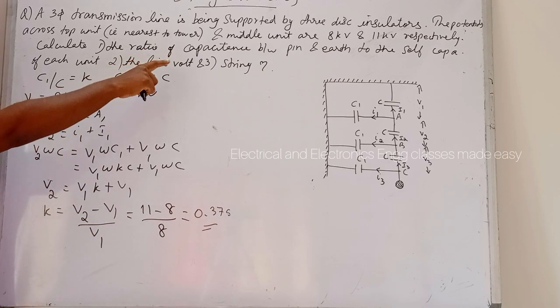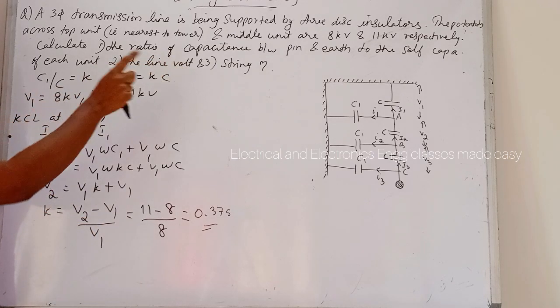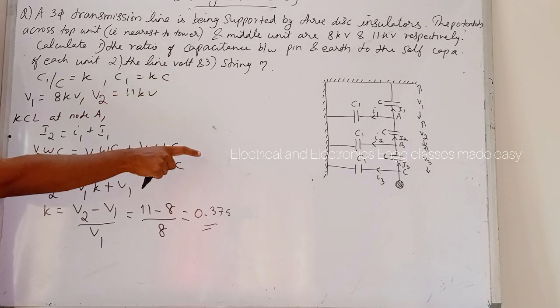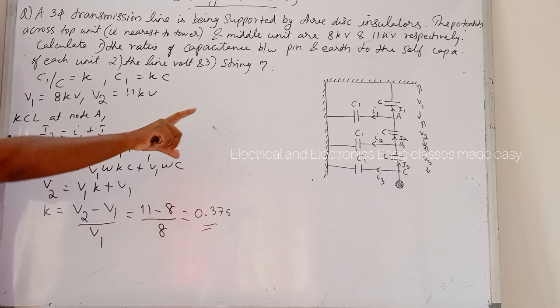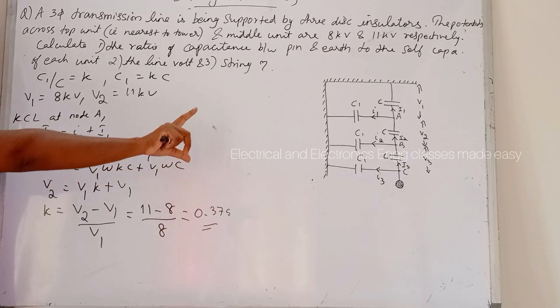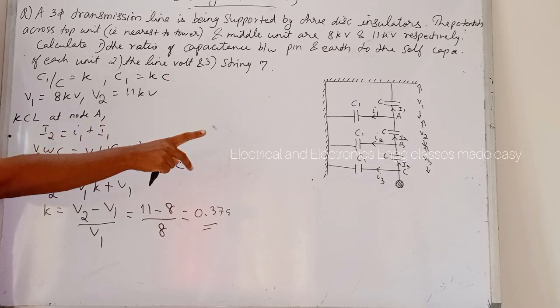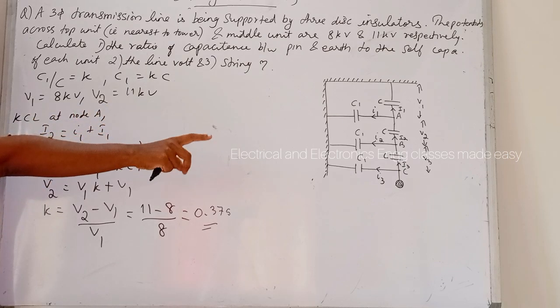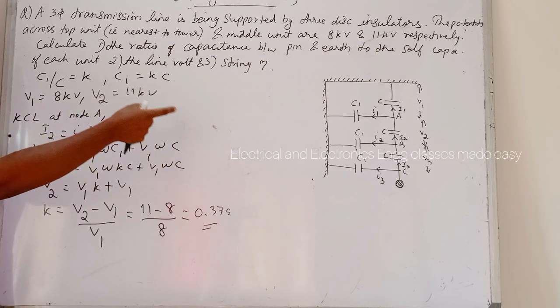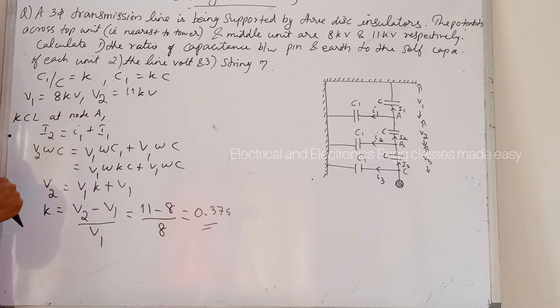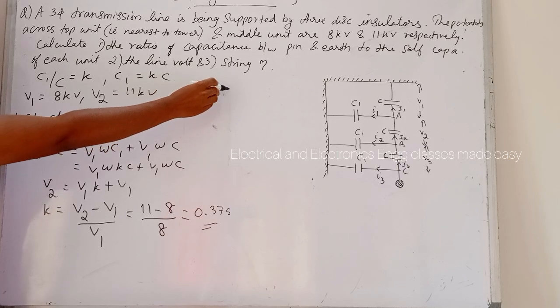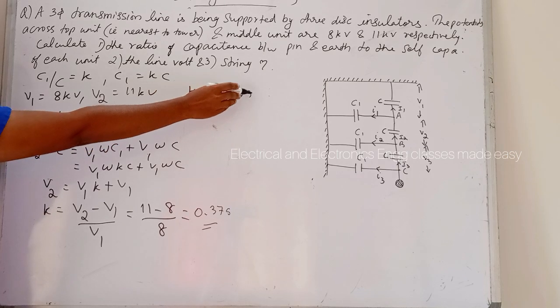Now the next question is to find the line voltage and string efficiency. So to find the line voltage, we have to find the voltage across the string, that is V1 plus V2 plus V3. So for that we have to find the value of V3. Next we have to apply the KCL at node B. So here K is equal to 0.375.